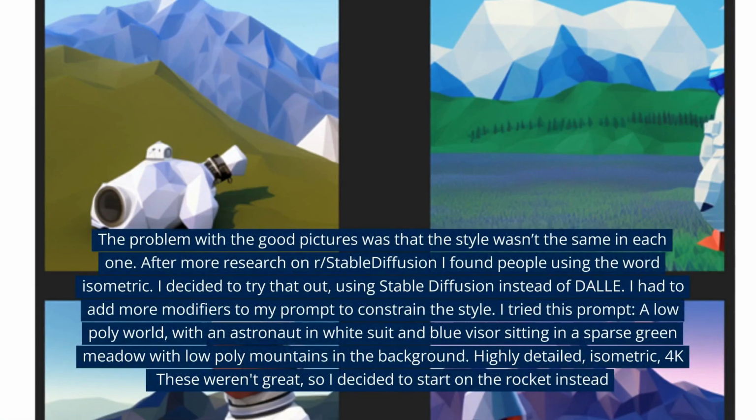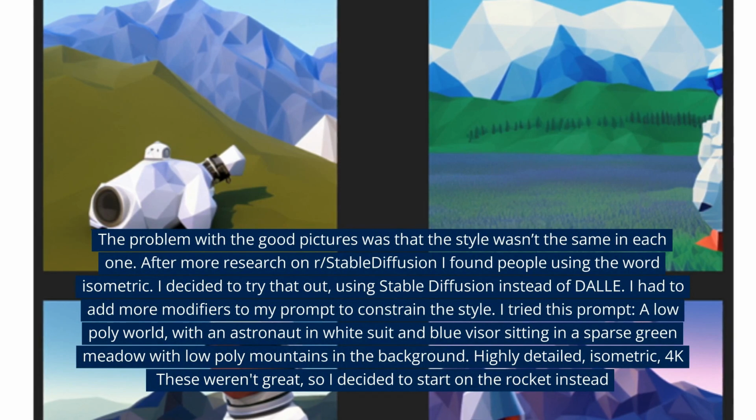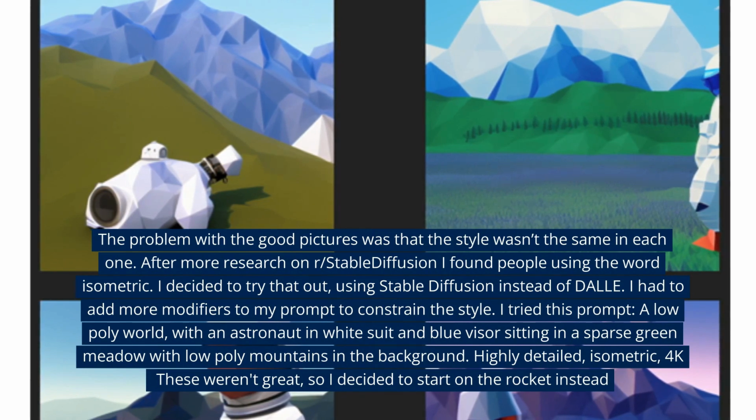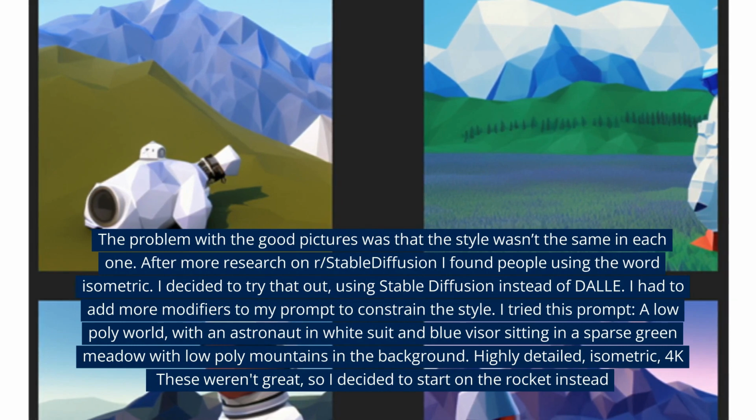The problem with the good pictures was that the style wasn't the same in each one. After more research on r/StableDiffusion, I found people using the word isometric. I decided to try that out, using Stable Diffusion instead of DALL-E. I had to add more modifiers to my prompt to constrain the style.